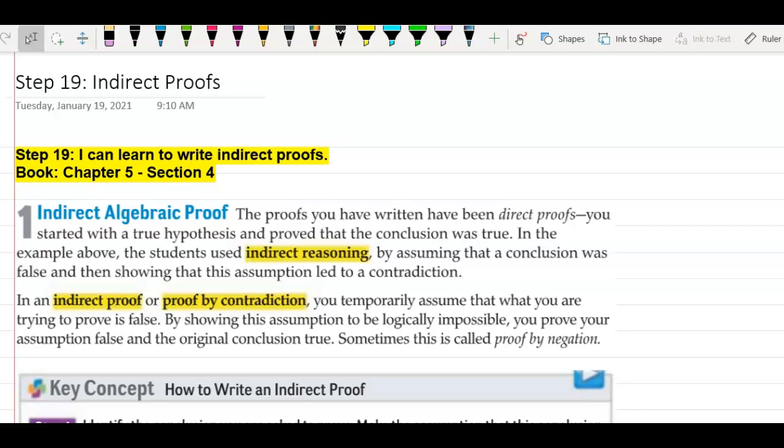When we want to use indirect reasoning, we're assuming that a conclusion was false and then showing that the assumption led to a contradiction. What we're going to do mostly in this video is proof by contradiction. Basically, if this is what we want to prove, we're going to assume the opposite. We assume that what we're trying to prove is false, and then it's going to work out that we have some sort of contradiction. And so the original conclusion was true. This is also called proof by negation.